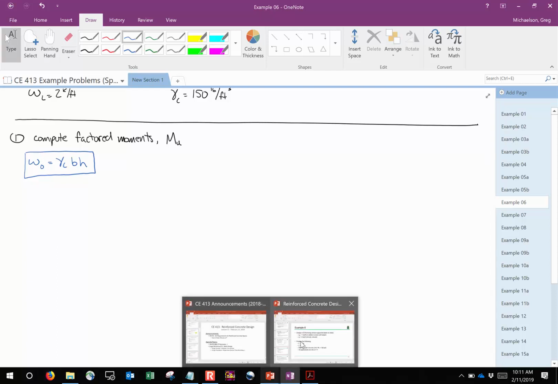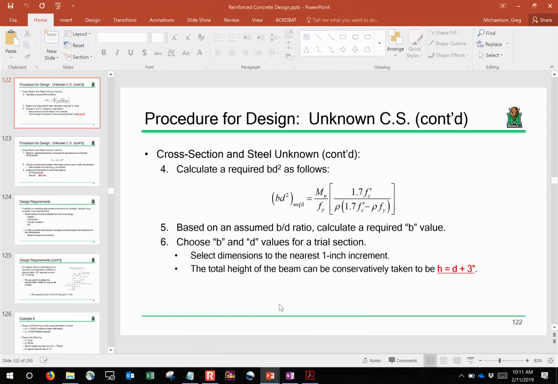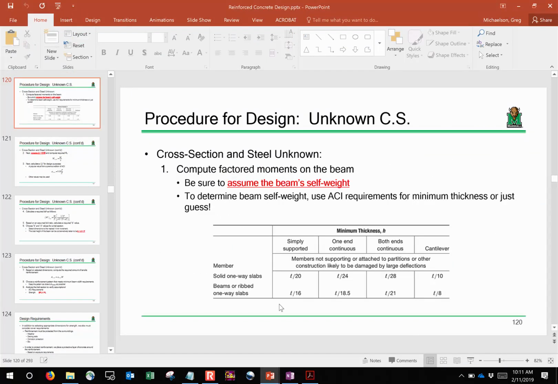So let me see. Let me go back to step 1. Okay. So remember we discussed this last time. This is the ACI limits on beams for deflection requirements. And so if you have a beam that's simply supported, you can determine its minimum height or its minimum thickness as L over 16. So let's keep in mind, these are minimum heights. So if you remember, I said that when it's all said and done, the assumption that we make is probably going to be a little lighter than what it actually is. But it's at least close enough for government work to get us started.